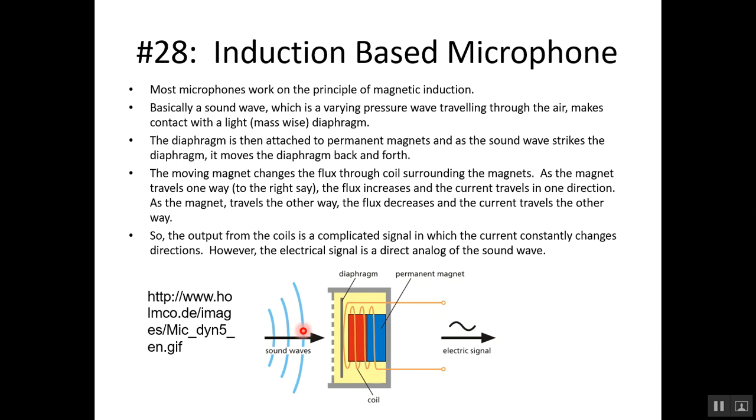So it produces this AC current that corresponds exactly to the sound wave, right? You have a current going one way when it's being pushed in, and when it's being pulled out, it's going the other way. In other words, the electrical signal is exactly what the sound wave is. It's the same frequency as the sound wave, proportional to the amplitude of the sound wave. So this is why it's typically called an analog signal, because it's an analog to the sound wave that's coming in, right? Okay, so that's how a microphone works.